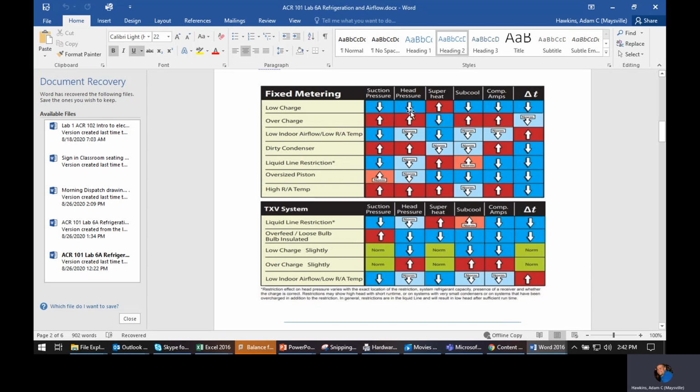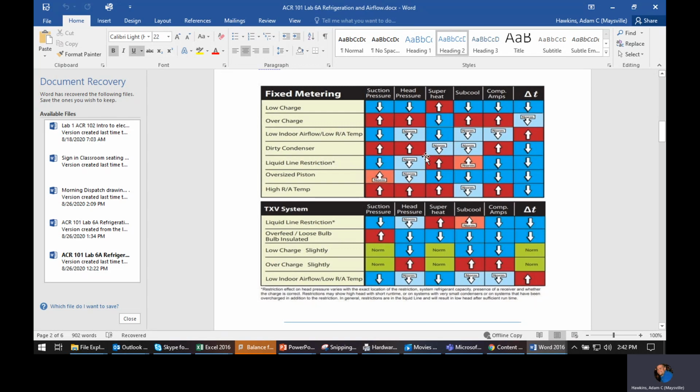Now, let's compare those three together. Overcharge, superheat's going to be different on it, possibly, than it is on a dirty condenser. Your subcooling is different. So on a dirty condenser, your subcooling will be low. Overcharge, your subcooling will be high. So these things are all adding up to say, well, it can only be this, this, or this. Notice also your deltas, all these would be low in this case, so it's not going to be any different.